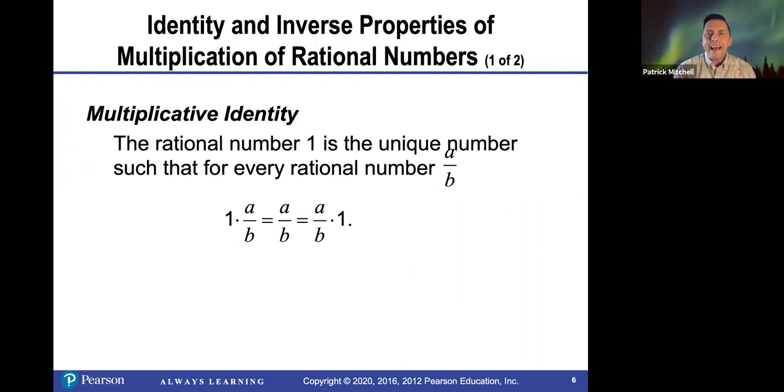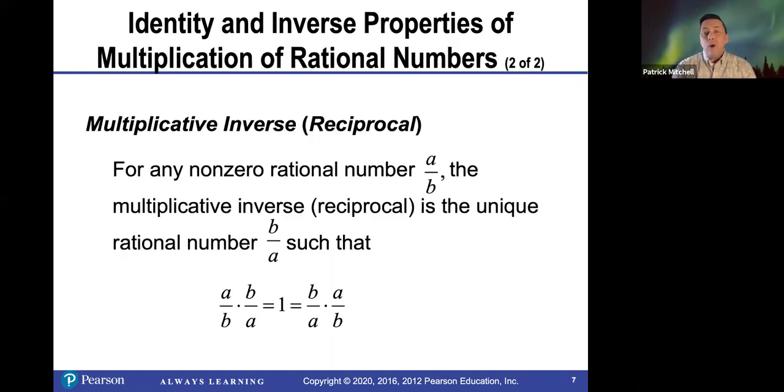All right, identity and inverse properties of multiplication of rational numbers. First of all, just like with whole numbers and integers, the number 1 is the multiplicative identity. It's the unique number such that for every rational number, A over B, 1 times A over B, and A over B times 1 just give you back the same fraction, A over B. And 1 gets to count as the identity element under whole numbers, integers, and rational numbers because it is all 3 of those things. It is a whole number, it is an integer, and it's a rational number. You can write it as 1 over 1, right?